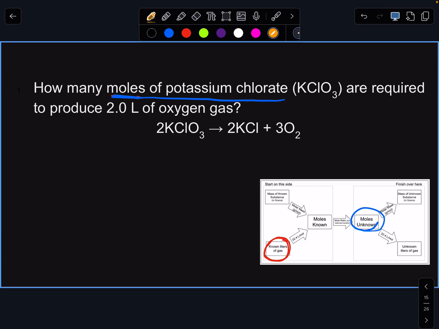So after you identify red is where I'm starting, blue is where I'm going, this tells us that this setup is going to take 1, 2 steps. There's no airplanes here. You have to follow the roads. We have to go from liters to moles, and then we can go moles to moles. Yep, so every arrow is like another step. Okay, just follow and write it down with me.